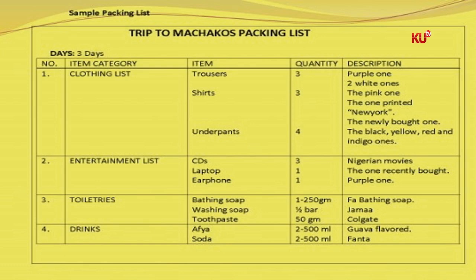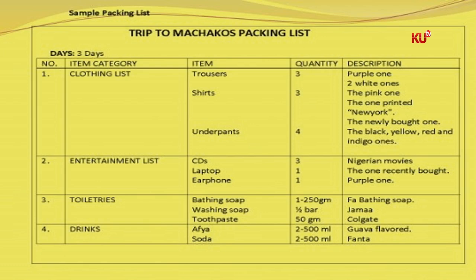It's very important to have a clear packing list. You can even delegate. Somebody can pack for you. You prepare the packing list, what to cover, even if you are not there, and you give somebody something as clear as what you can see on your screen. You know, I will check your clothes, I'll see the purple one, I won't put the black one. Then the shirts, again, we are going for 3 days. Shirts, 3. The pink one, the one printed in New York, the newly bought one. You pack. And then the underpants.